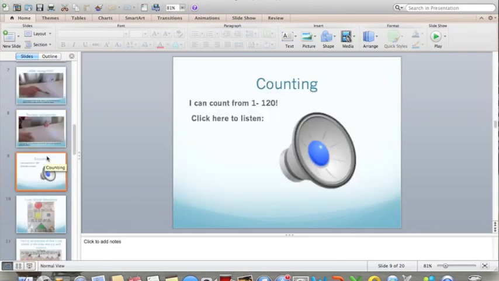I included the student counting from 1 to as high as they were capable of. This particular student counted to 120, which is very good for a kindergarten, and I included it with an audio clip.